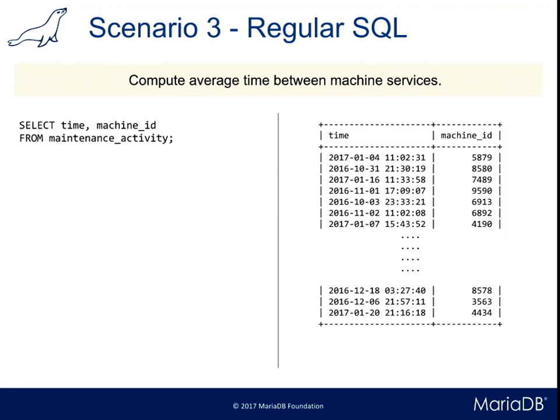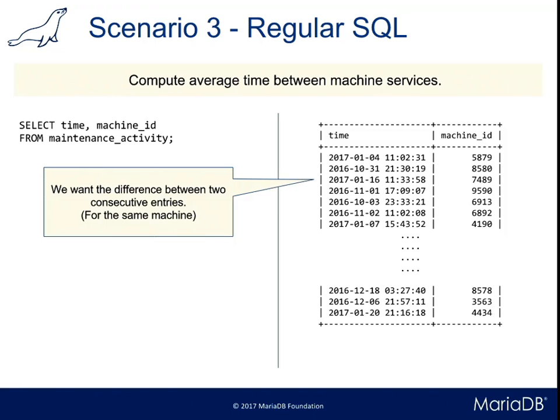Here's how the data looks like. It's just time and which machine was serviced at that particular moment in time. And we want to get the consecutive differences between 2 services for each machine. Okay, so for machine ID 5879, we want to get each pair of consecutive rows.